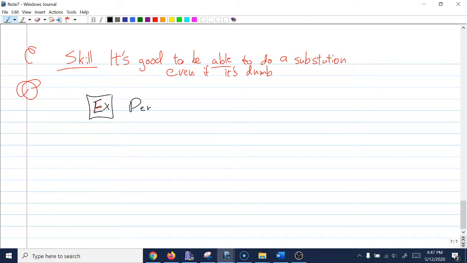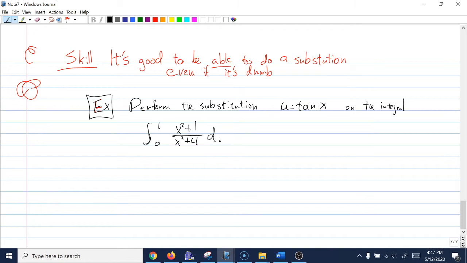Example. Let's perform the substitution u equals tangent x on the integral from 0 to 1 of x squared plus 1 over x squared plus 4 dx. Why would I want to use u equals tangent x? Well, I wouldn't, but the problem told me to. So I have to. This is a thing you need to be able to do.